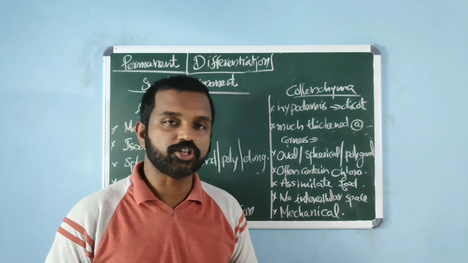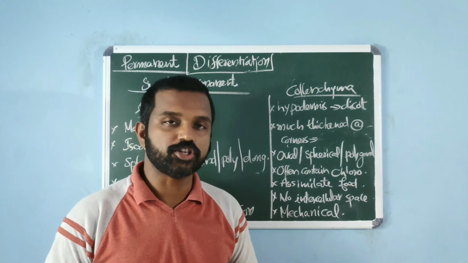Three examples are parenchyma, collenchyma, sclerenchyma. Among the three, parenchyma and collenchyma are living tissues. Sclerenchyma is a dead tissue. First about parenchyma. Parenchyma is the major component in plant organs. Otherwise we can say that it is the most abundant tissue in plant organs. And the cells of parenchyma are isodiametric. Then different shapes. It can be either spherical or oval or round or polygonal or elongated in shape, the cells of parenchyma.